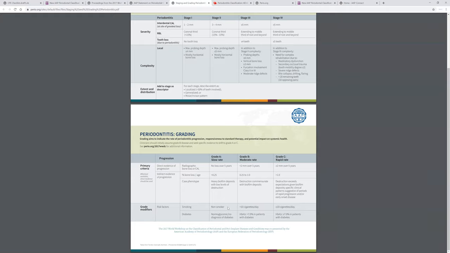So if somebody is a non-smoker, then that's obviously a good thing. But let's say they smoke a cigarette a day or a cigarette a week. They're still considered a smoker. So you need to take that into account. You have to look into all of this. So A, B, or C: slow, moderate, or quick.